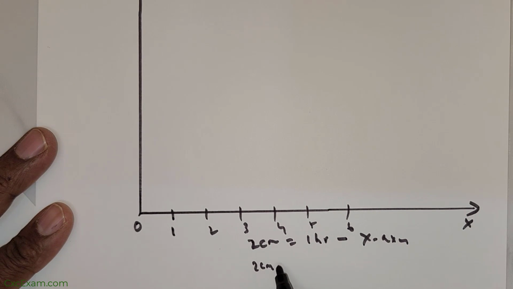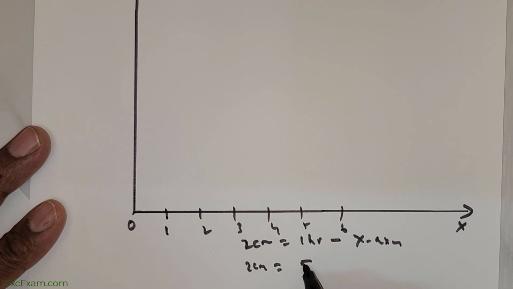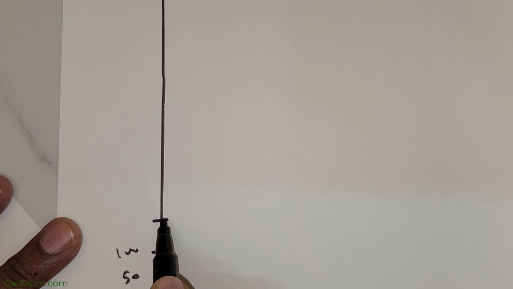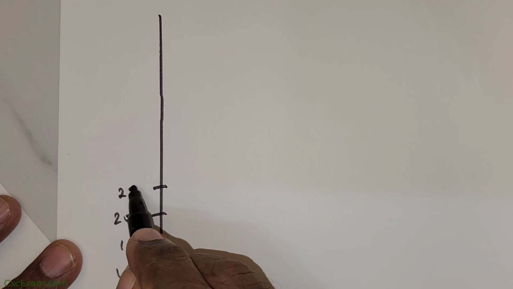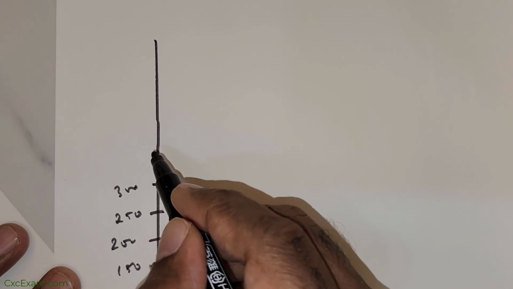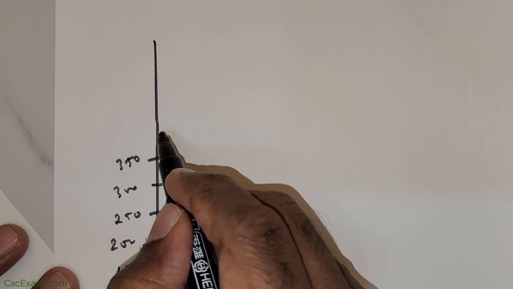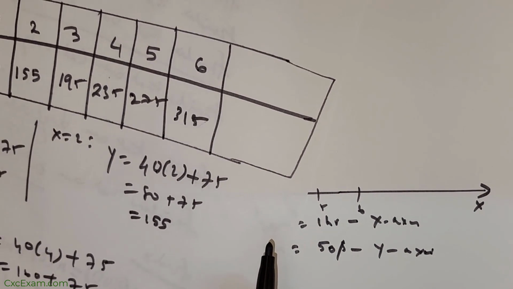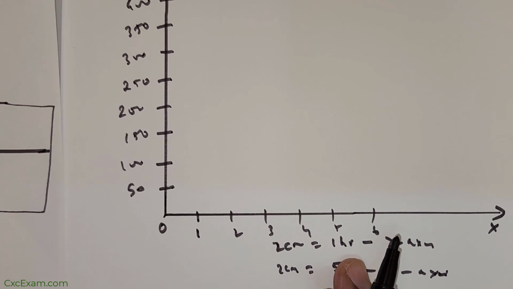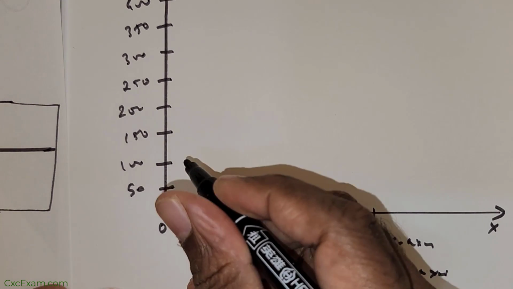And then it says you use 2 cm as $50 on the y-axis. So $50, 100, 150, 200, 250, 300, 350, 400. Okay, and now you plot the 7 pairs. For 0, no time spent, it's going to be $75.